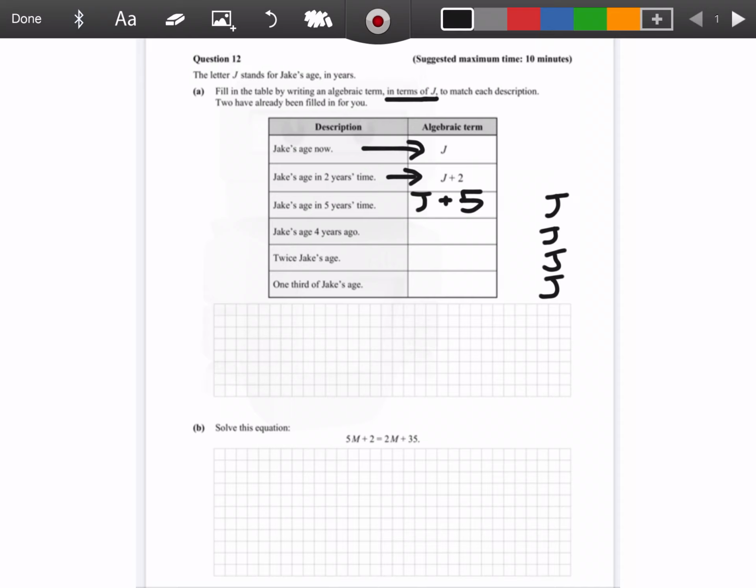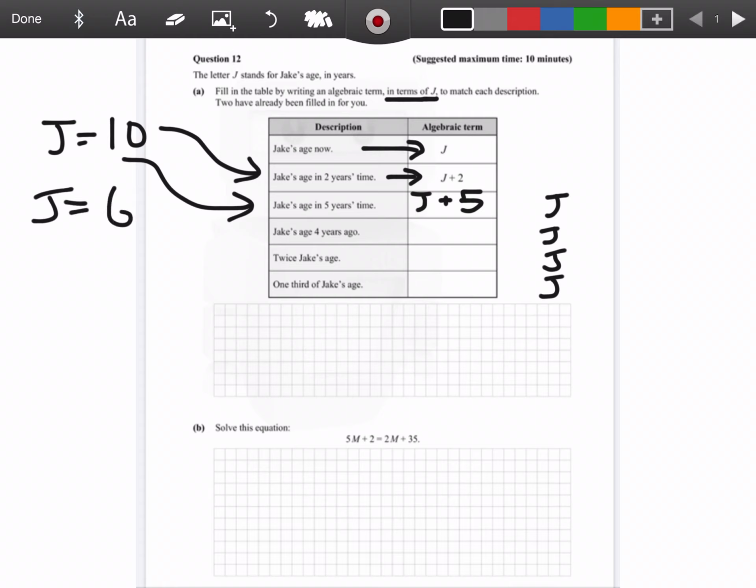So again, if you're stuck on these, make up an age. Imagine Jake was 10, all right? And he says Jake's age in 2 years' time would be 12. Jake's age in 5 years' time would be 15 because we're adding 2 and we're adding 5. So if he was 10, 4 years ago, he would be 6. So if he's 10 now, 4 years ago, he would have been 6. So what have I done to get from 10 to 6? I've subtracted 4. So all I've got to do is say J minus 4. Nice and simple, okay?